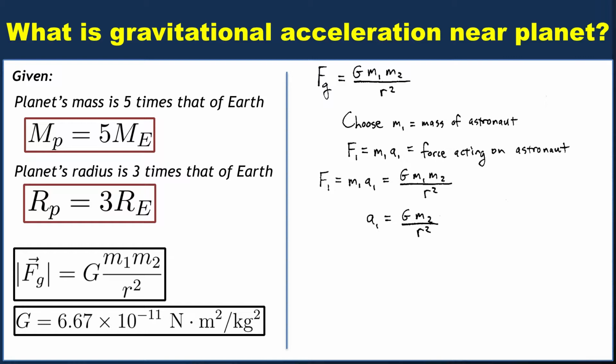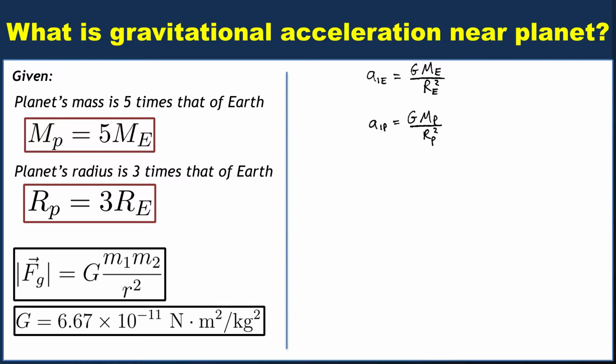So now we'll see that m2 has to be the mass of the planet. And in this case, let's write out the expression for Earth first. What is the acceleration of the astronaut if they're near the surface of Earth? Well, it should just be G times the mass of Earth divided by the radius of Earth squared, right? Because their distance from the center of Earth is approximately the radius of the Earth. Now, the same expression for the other planet is that a1p, the acceleration of that astronaut near the planet, is G m_p divided by r_p squared. So we have two equations, one for the acceleration of an astronaut near Earth, one for the acceleration of an astronaut near this other planet.